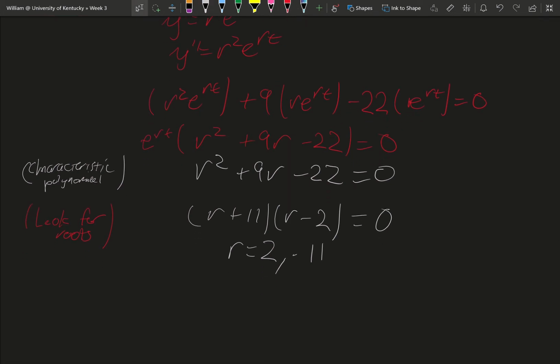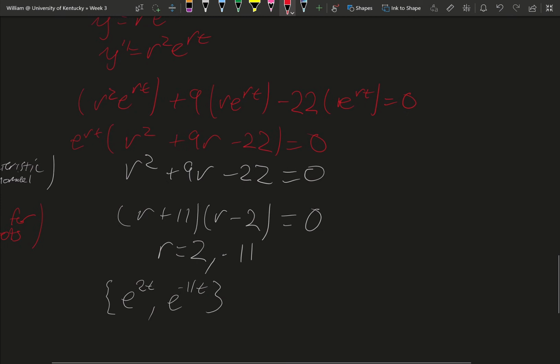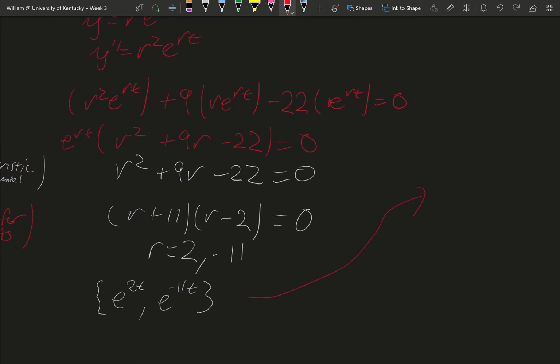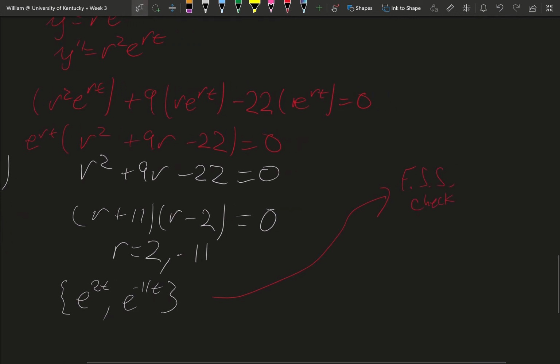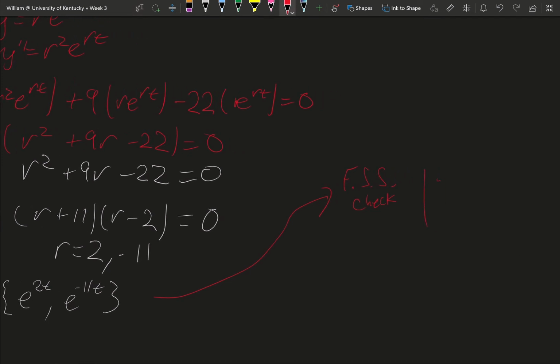Okay. So we have two solutions, e to the 2t and e to the negative 11t. We should check that these are a fundamental set of solutions. I'll say in a little bit why you don't need to do this particular part in general.